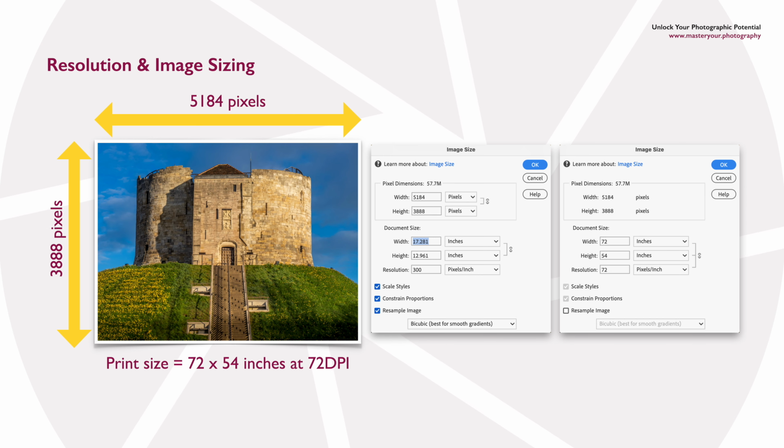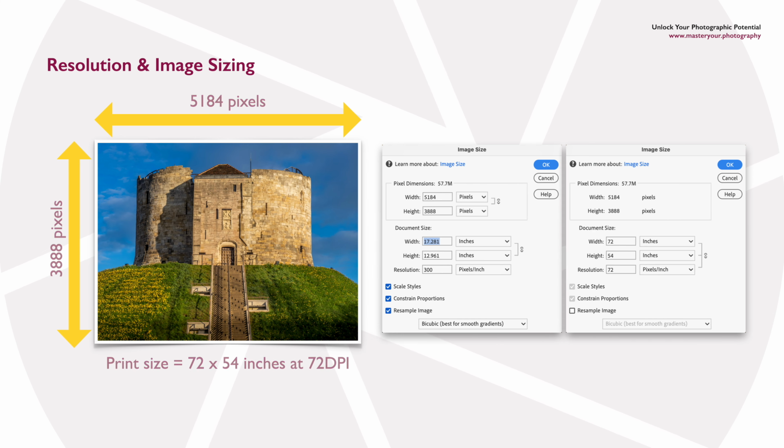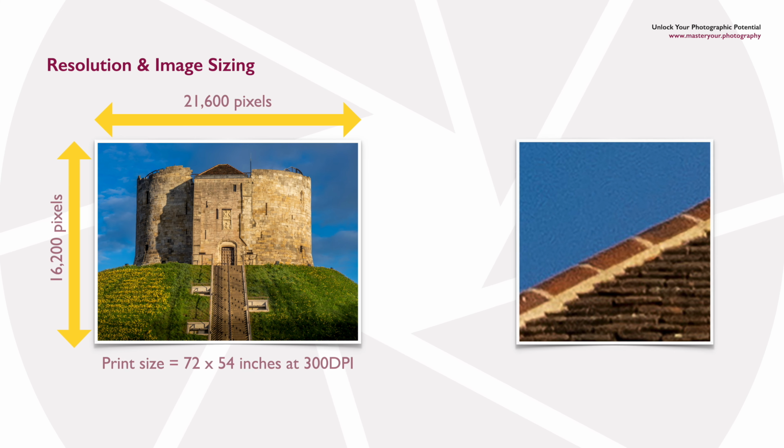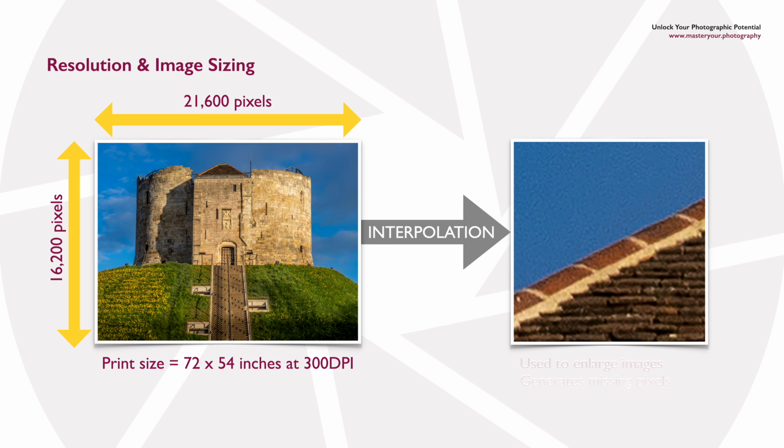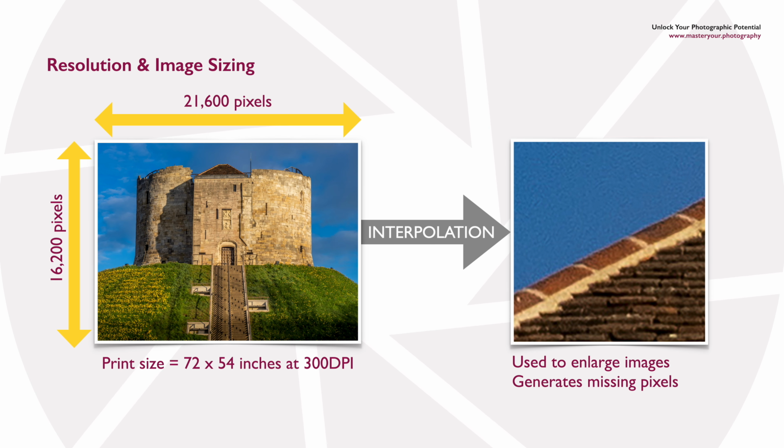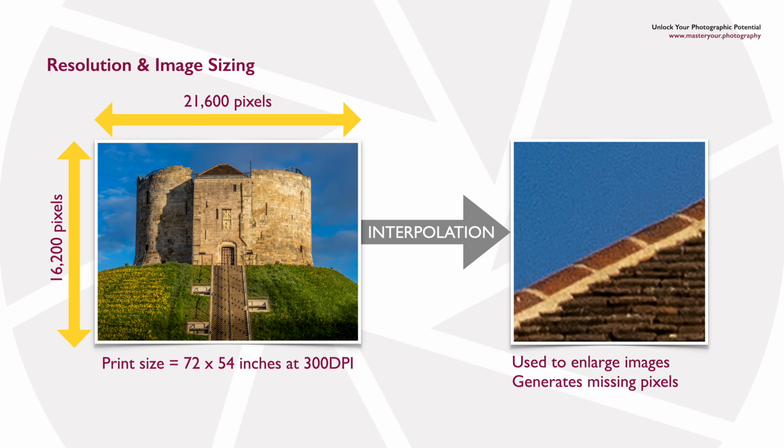In this case, where we haven't ticked the resample image box, but we've dropped the resolution to 72 DPI, it's given us a massive print size of 72 by 54 inches. If we tick the resample box and say we want to produce that print size at 300 DPI, then the software would use a process called interpolation, which would scale the image up. It stretches those pixels out over such a large area that gaps start to appear between them.